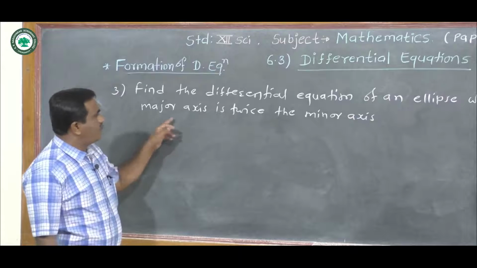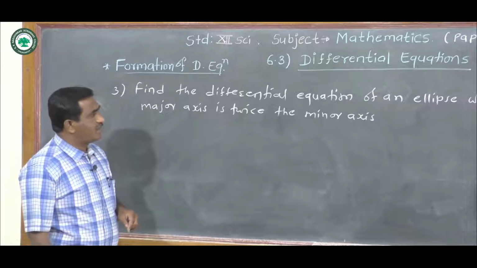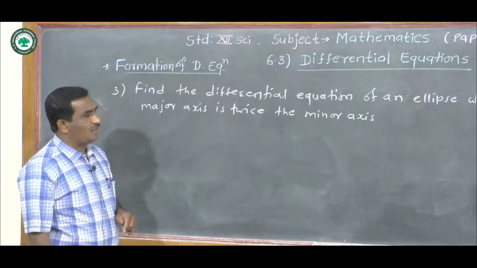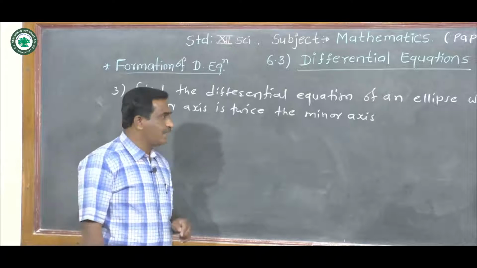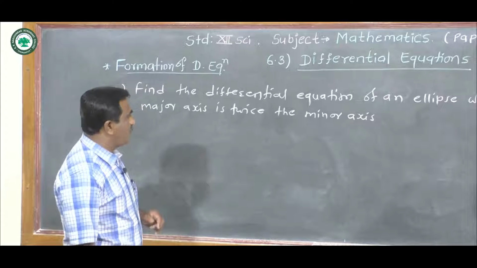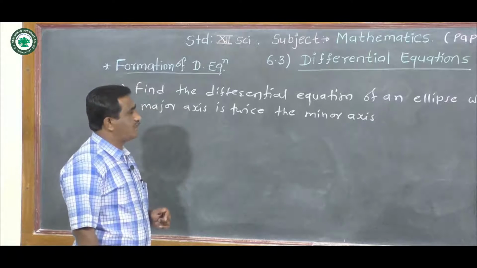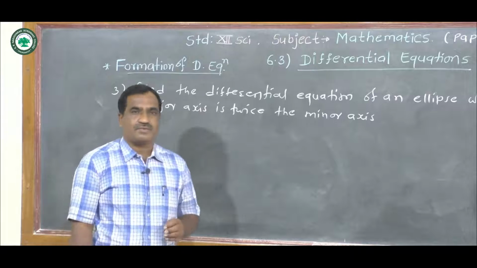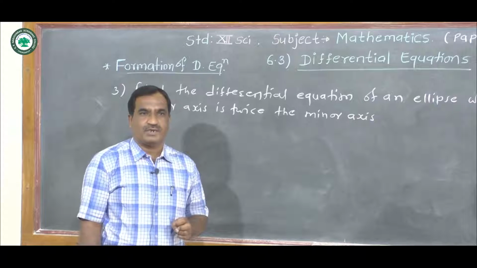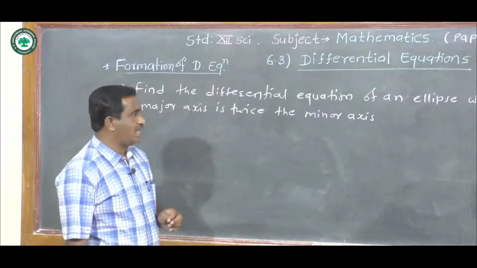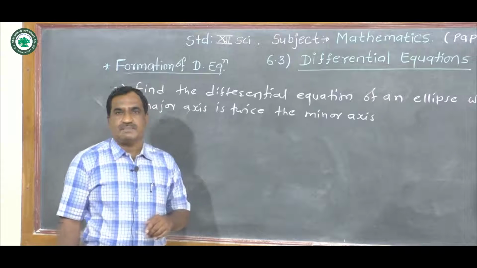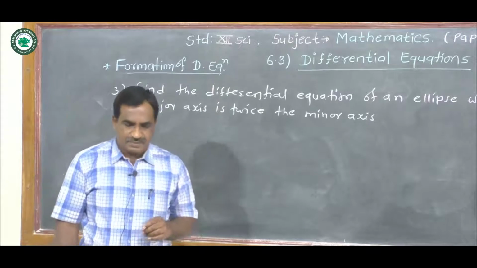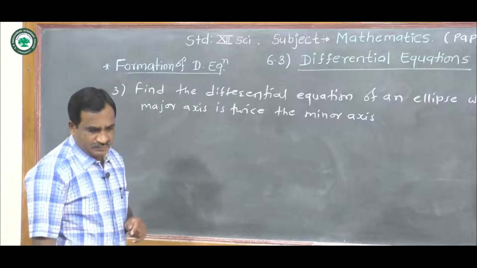The length of major axis is twice the minor axis of an ellipse. Okay. Now we want here the equation of ellipse, which is x square upon a square plus y square upon b square is equal to 1. Using this equation and using this condition, we can find the differential equation. Okay, now answer for this.